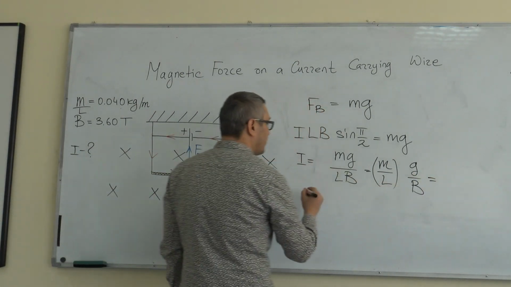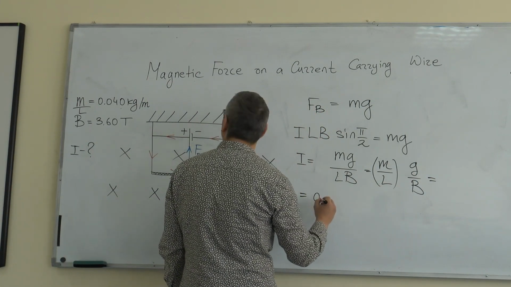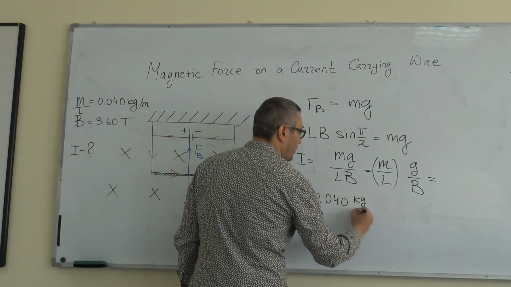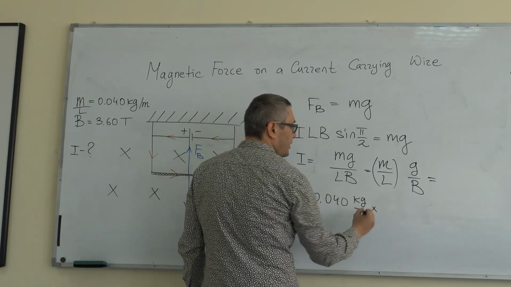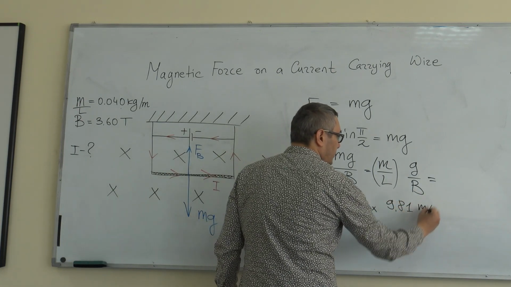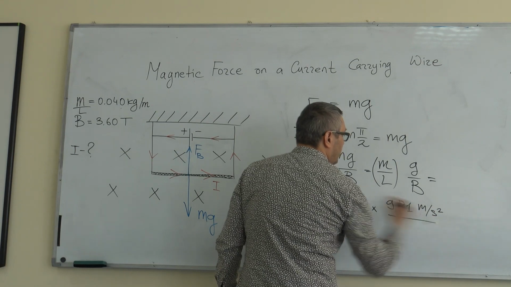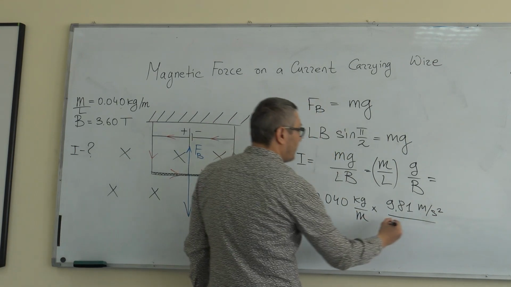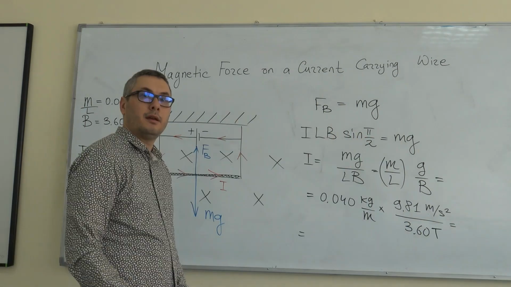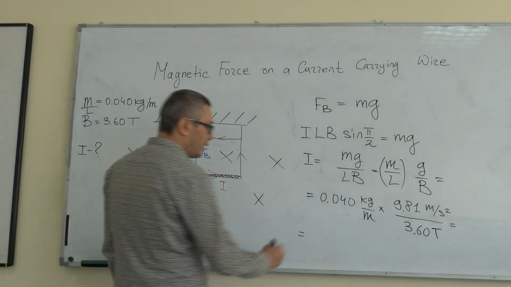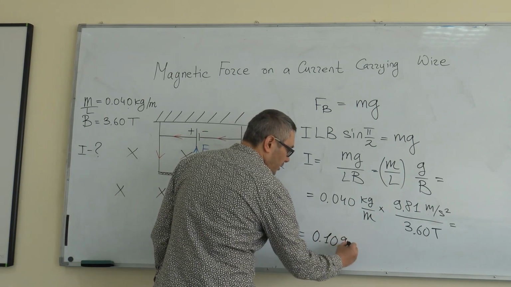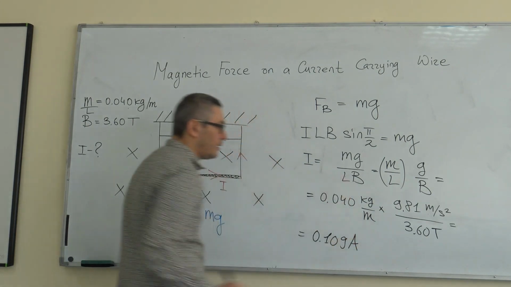So this is then equal to 0.04 kilogram per meter times 9.8 meter per second squared over the magnetic field, which is 3.60. So the current is then equal to 0.109 amperes.